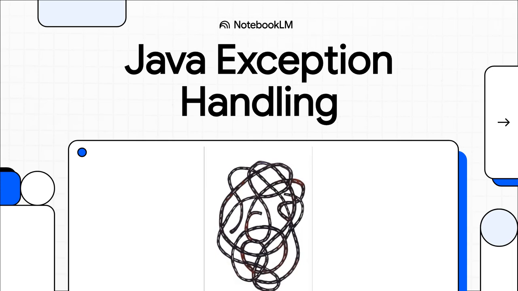All right, let's talk Java. If you're a developer, you definitely know the feeling. You've written this perfect, elegant code, and then bam, a wild null pointer exception appears and everything just grinds to a halt. But what if we could actually manage that chaos? In this explainer, we are going to do just that. We're going to master Java exception handling together.